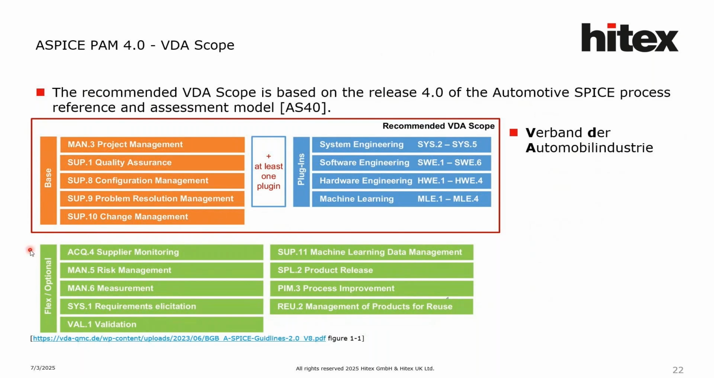This is all about what is mandatory, the processes that need to be assessed in order to achieve the ASPICE capability level. And at the bottom, you can see in the green color the flexible and optional ones. The ACQ4 is supplier monitoring, the risk management, the validation group; all the processes here are flexible. You can choose these based on your need. It's not mandatory for the assessment to reach the ASPICE levels.